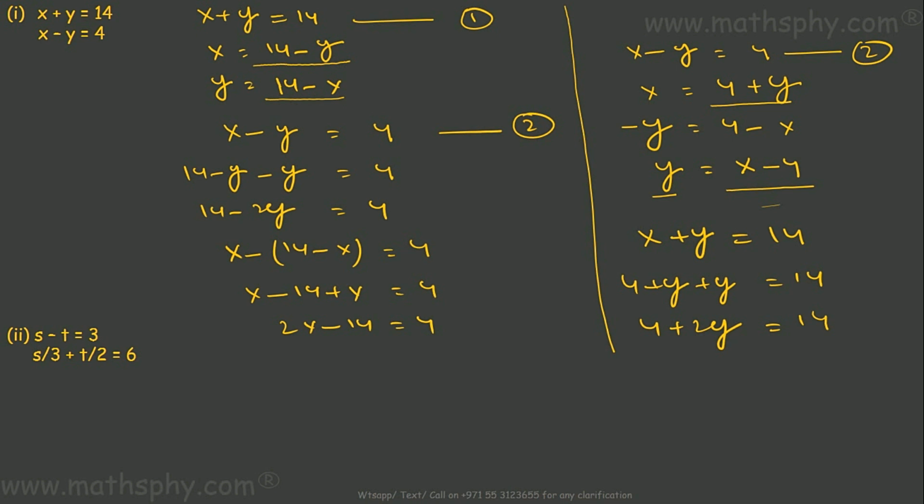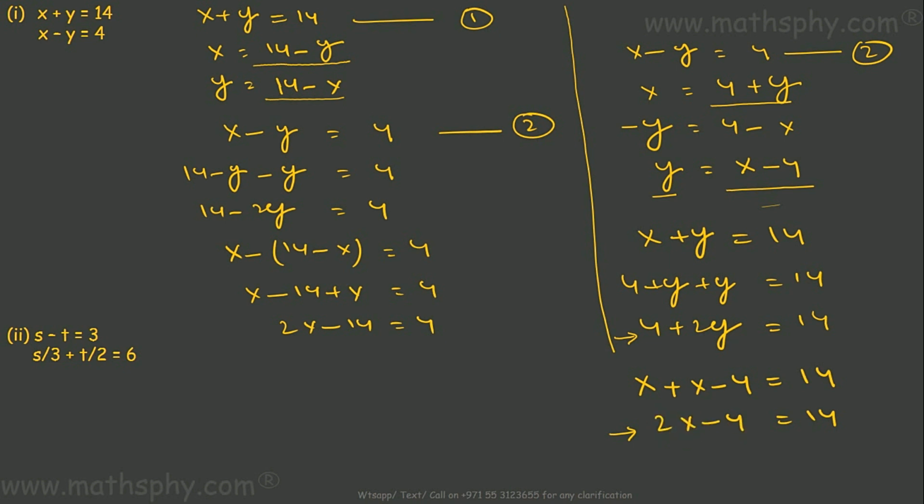Now, same thing. This y can be replaced with this value. y is equal to x minus 4. So x stays as it is, plus y is x minus 4. x plus x minus 4 equals 14. So 2x minus 4 equals 14. You can see that from two variables by the substitution method, I have only one variable to solve, which I can easily solve and get the value of y. Here also, from two variables, I have one variable which I can easily solve and get the value of x.